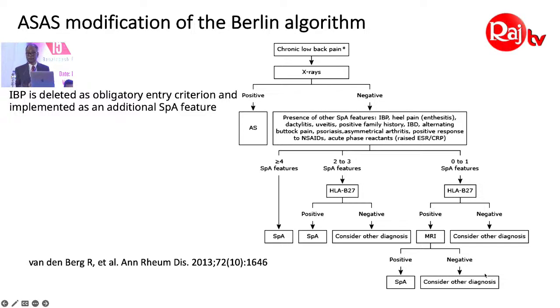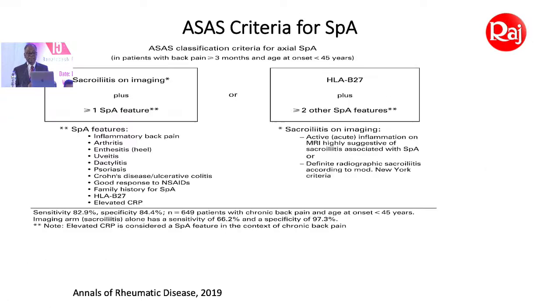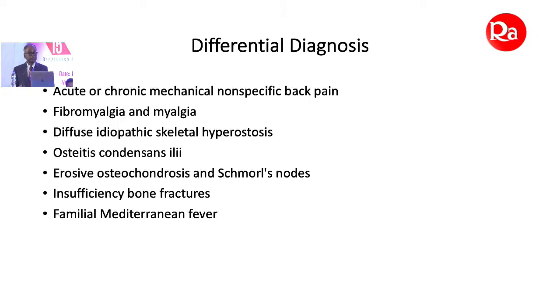This is not the classification criteria. The SpA classification criteria is this. For the purpose of clinical case diagnosis and treatment, we don't need to go for classification criteria. Classification criteria is for classifying a homogeneous group of people to be included in a cohort of subjects. So I'm not going into the details of this.